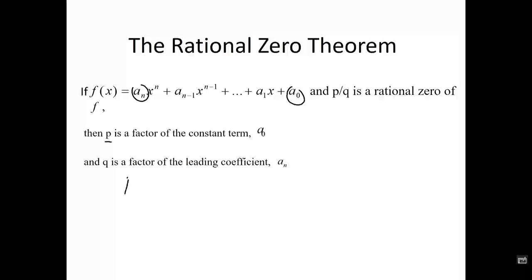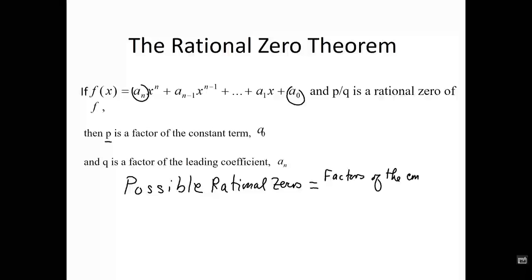So let me just briefly reiterate that the possible rational zeros would be p over q, so factors of the constant term divided by factors of the leading coefficient.